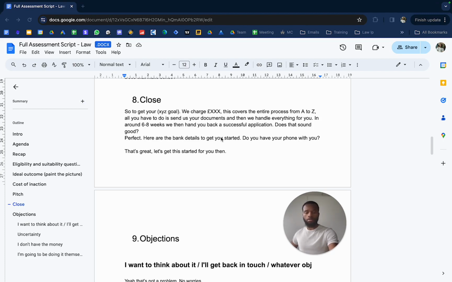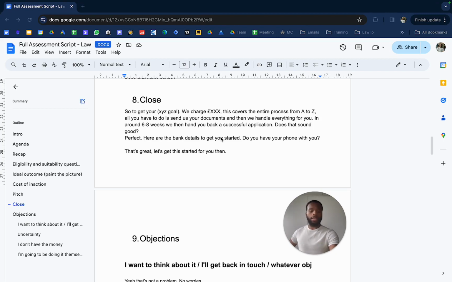Now, if it's a card machine, something quite similar. Let's get you started. Do you have your wallet with you, or do you have your phone? Do you have your card with you? Perfect. And then you take it like that. Or if it's a case where you send them an invoice, they pay the link while they're still face to face in the office, and then that's all squared away, right?